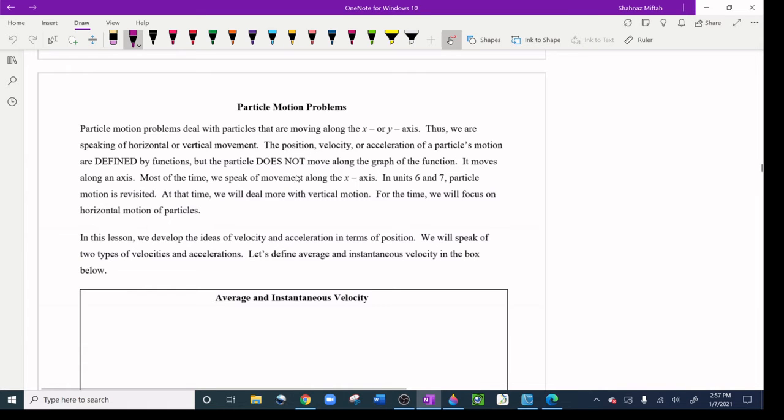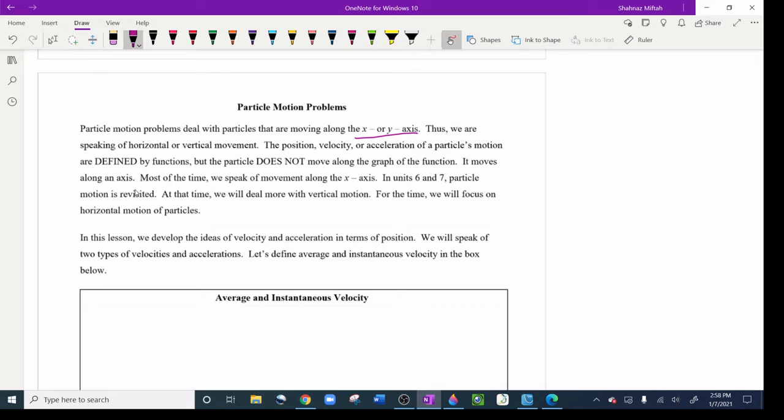Our particle motion problems, particle motion objective. Particle motion problems deal with particles that are moving along the x-axis or y-axis, like they go horizontal or vertical. The position, velocity, and acceleration of the particle are defined by functions, but the particle does not move along the graph of the function, it moves along an x-axis.